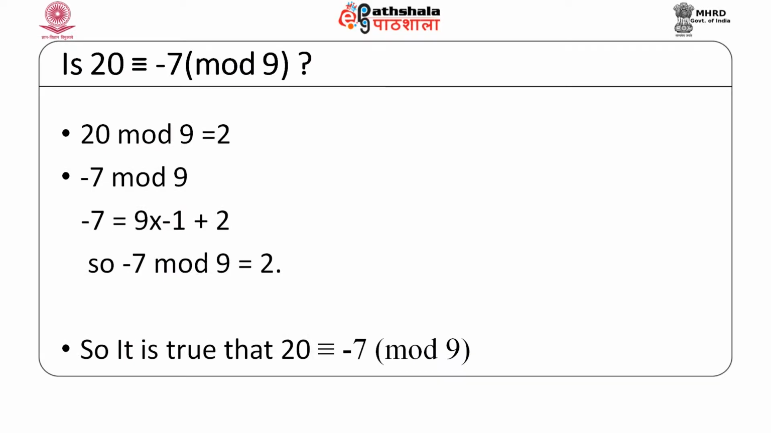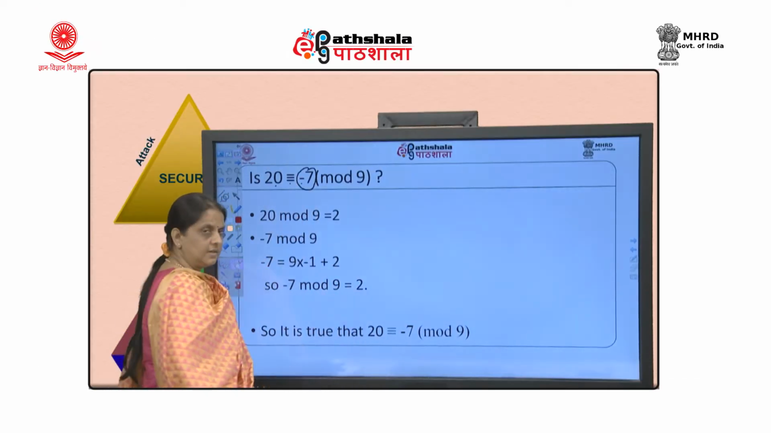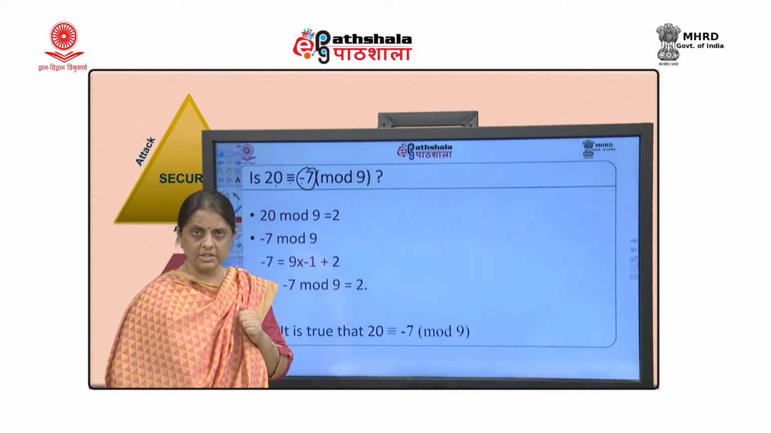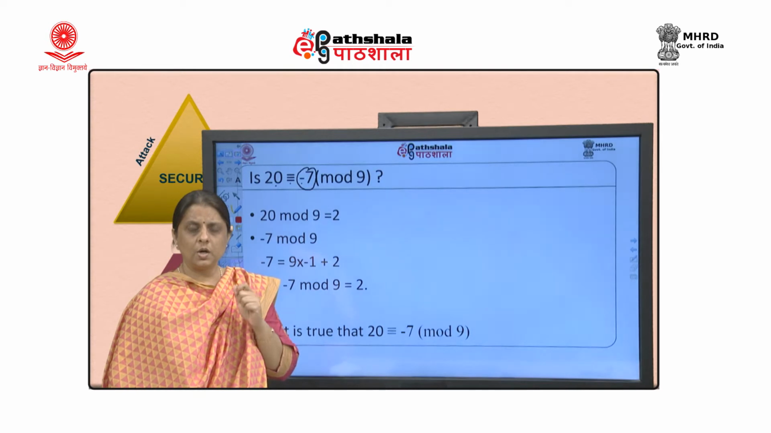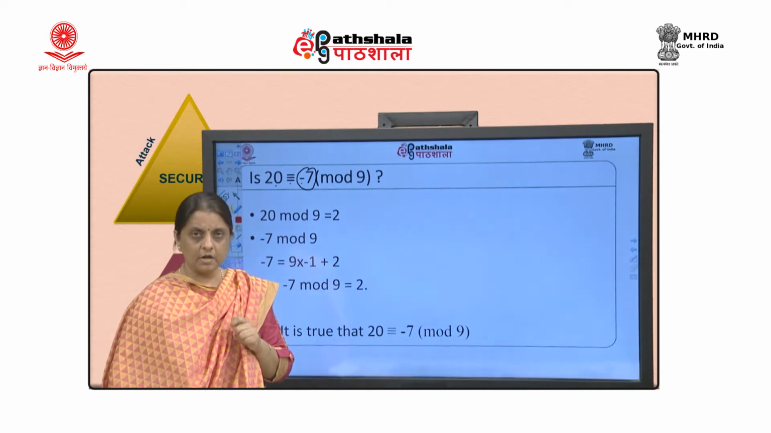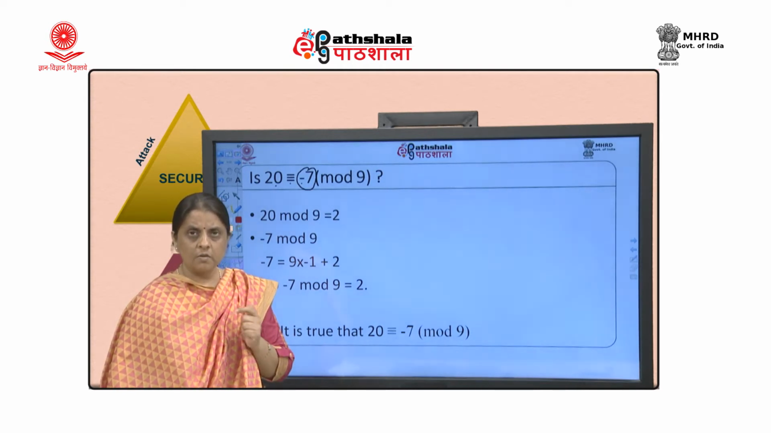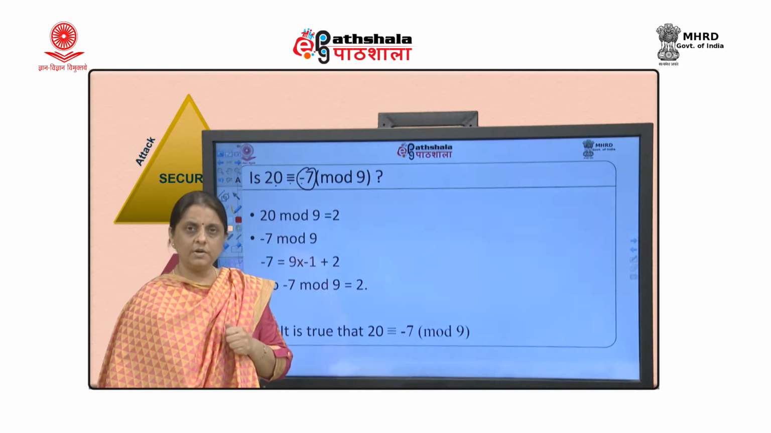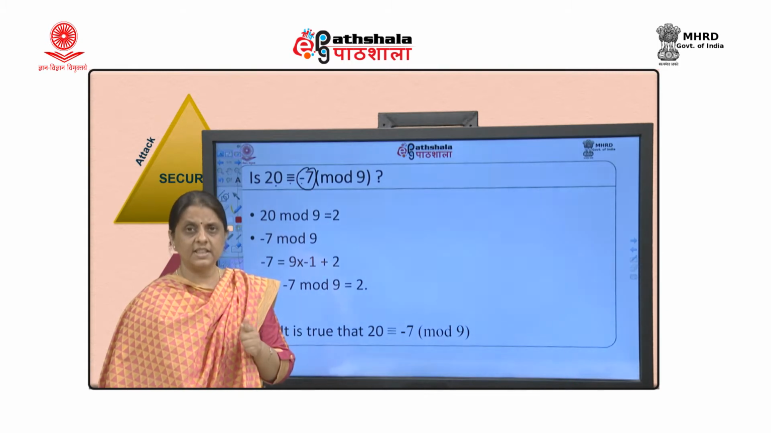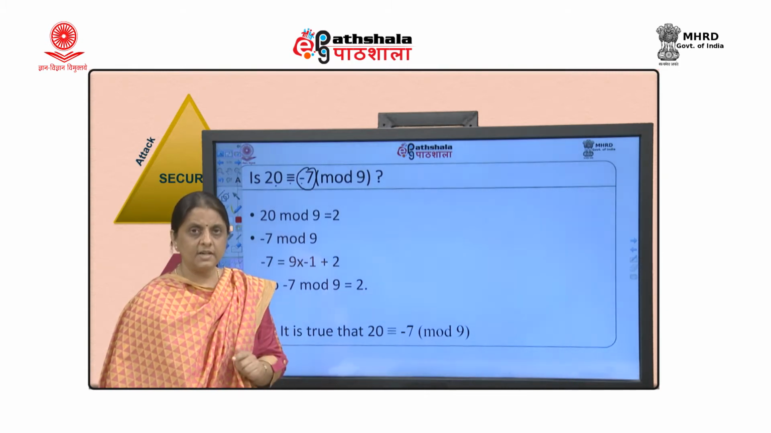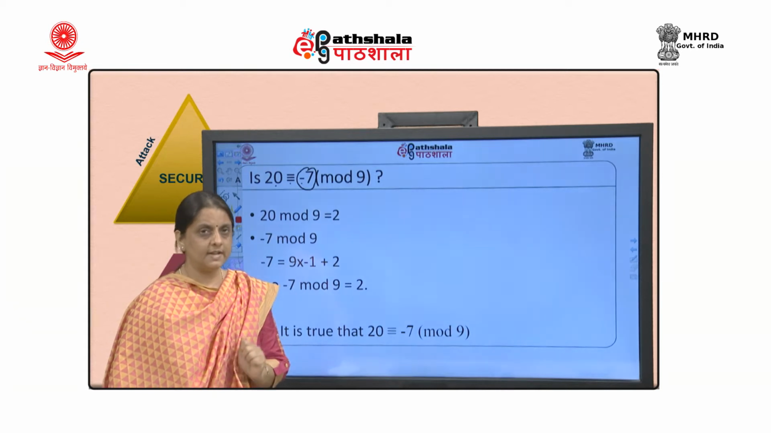Next question: is 20 congruent to -7 mod 9? This time my right hand side is a negative number. I have a very simple question: you have all worked with division, right? Is the quotient negative? Is the remainder negative? What is your observation? While doing the division, the quotient can be negative, but the remainder can never be negative. Remainder is always a positive number.